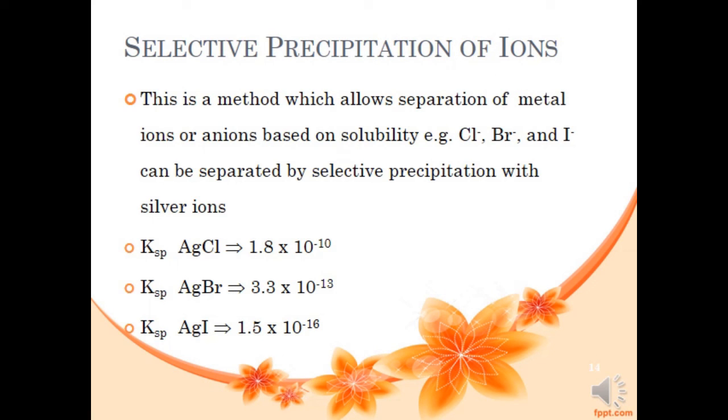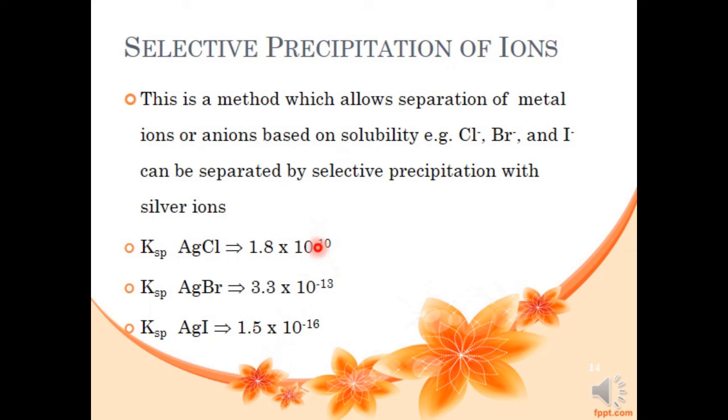So another example of precipitation is separation of metal ions based on their solubility. For example, we have silver chloride, silver bromide, and silver iodide salt. And how do we separate this? Because initially they are all homogeneous in the presence of ammonia, for example.